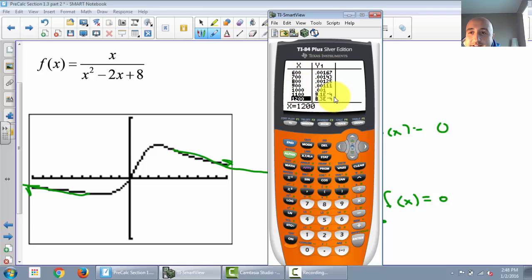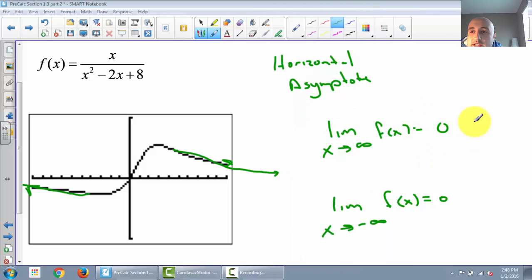9.1 e to the negative fourth, that means 9.1, and that's 4 decimals to the left, so that's 0.000091. The next one's 0.000083. So these are getting really, really small. And if we go the other direction, notice that they're just getting closer and closer to 0. Same thing. They're getting really, really small. All right? So that is why we can tell that it's getting really, really close to 0.